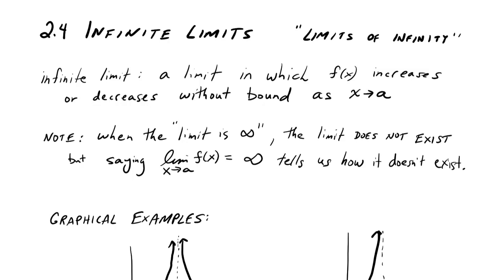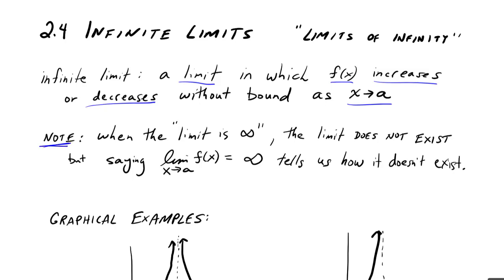So when we're talking about an infinite limit, what we really mean is a limit in which f of x increases or decreases without bound as x approaches a. So we're approaching some value, and the function values are either getting really big or really small. In other words, going to very large negative numbers, like negative 100, negative 1,000.